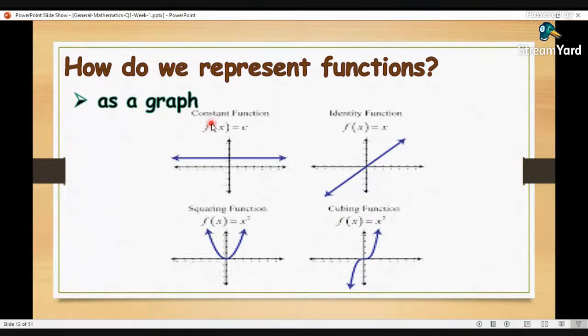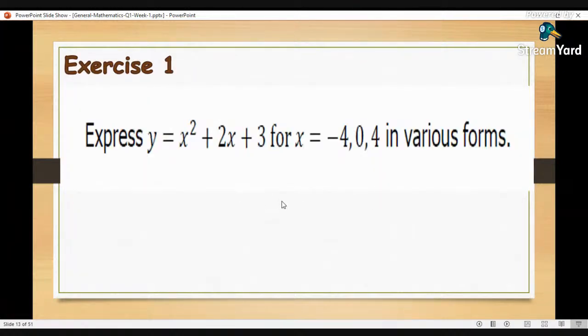A graph can be considered a function if a vertical line passes through it at exactly 1 point. Only 1 point, not 2, 3, 4, 5, 6, and so on. So, 1 only. This can be considered a function. Okay? So, we have here our exercise 1.